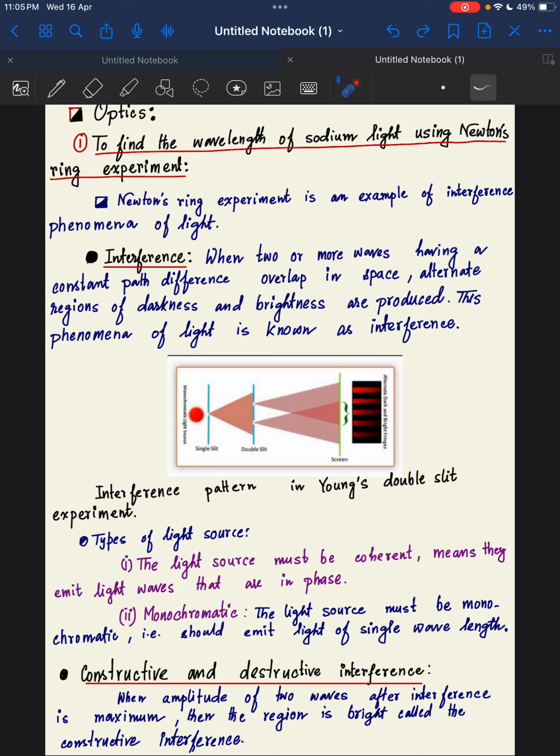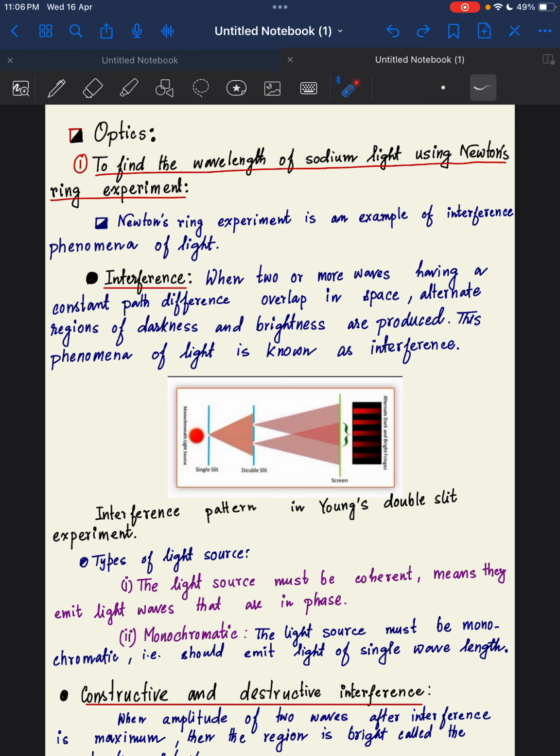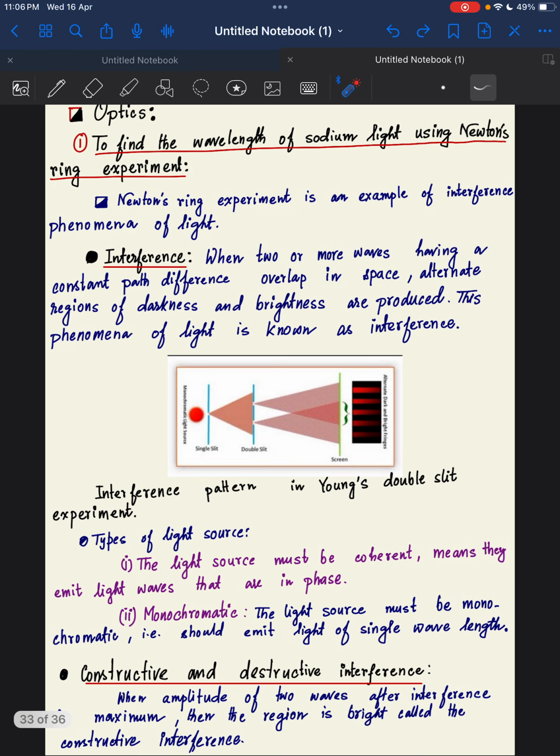So I have just written down what constructive and destructive interference are. In constructive interference, the amplitude of two waves after interference is maximum, that is, the amplitudes are added up. Let's say if you have amplitude A and another amplitude A, then they will add up to 2A. Then the maximum intensity of light will be produced. That region is bright, and this is called the constructive interference pattern.